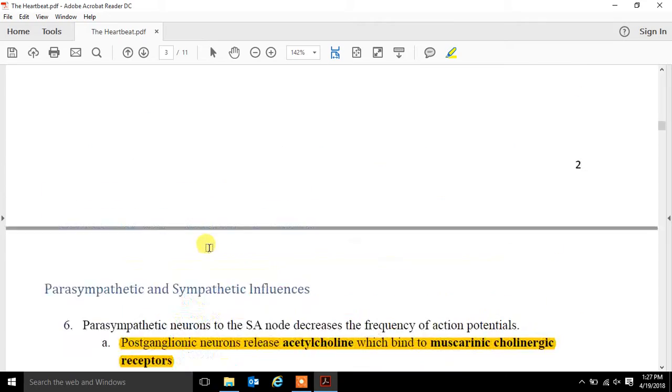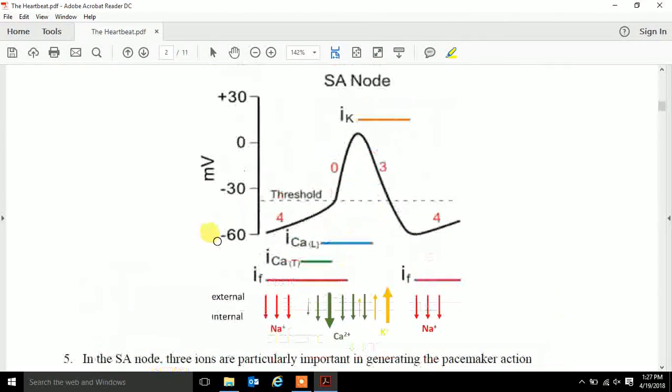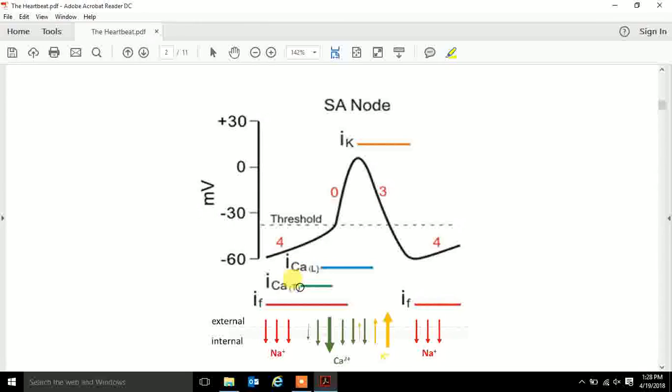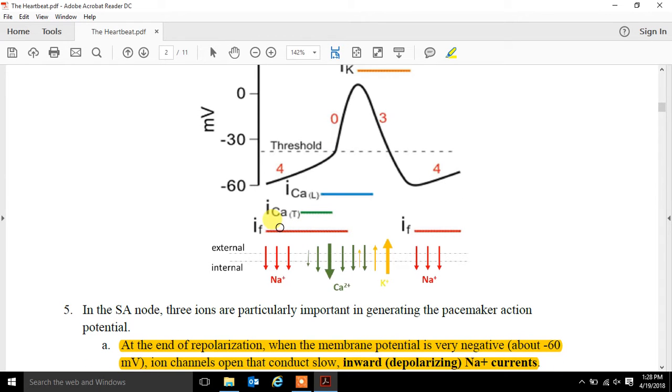If we slide up here, if we don't let these channels open, so we prevent the T-type and the funny channels from opening, that's going to make it a lot harder to get back up to this threshold. If we keep these potassium channels open, this potassium wants to drive this back down. All of this in concert is keeping that membrane potential down. It's suppressing the SA node and what it wants to do, and therefore suppresses heart rate.